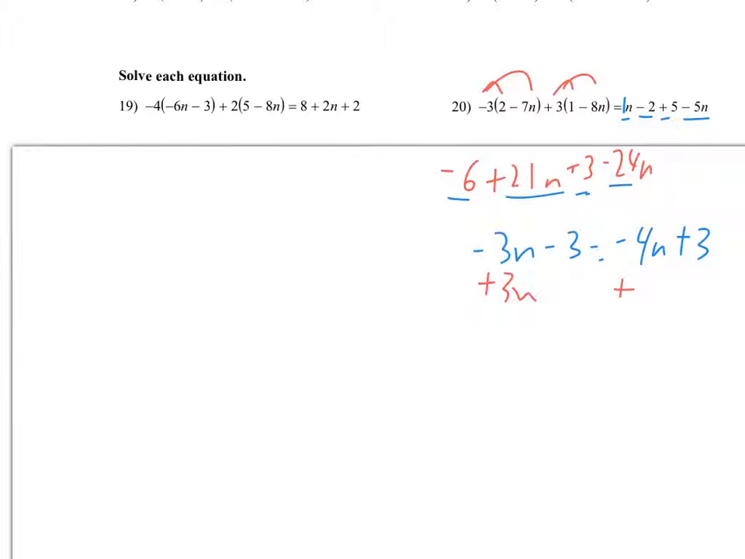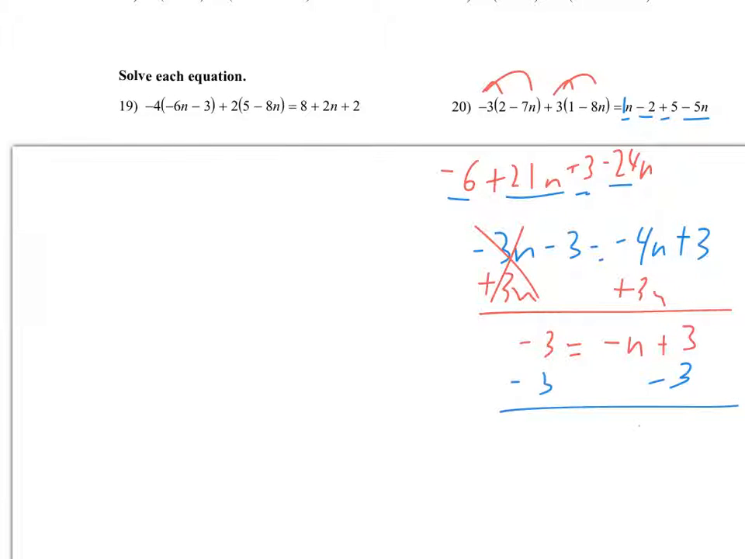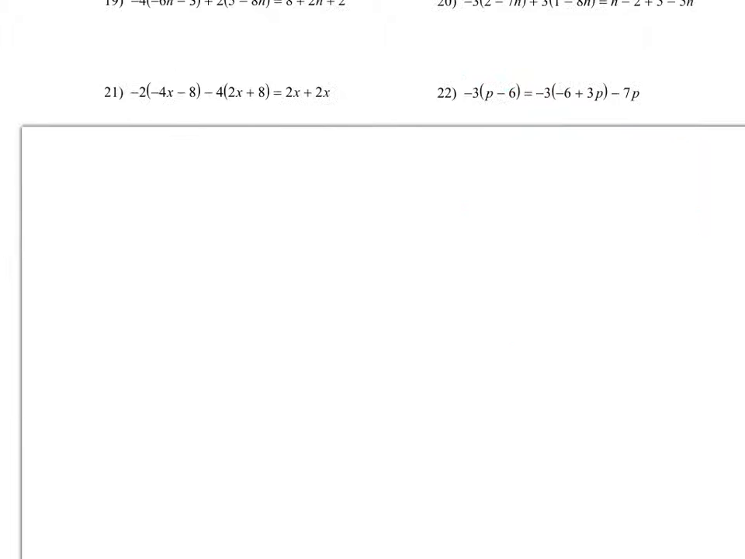3n to each side. You could have added 4n as well. It really doesn't matter. I kind of like to move the smaller one. So then that'll be negative 3 equals, and this will actually be negative 1n, or just negative n, plus 3. Next step is to subtract this 3 over here, so then negative n equals negative 6. And then we'll just divide by negative 1 to get rid of the negative, so n equals 6. And that's it.